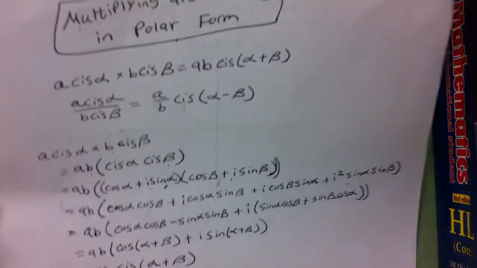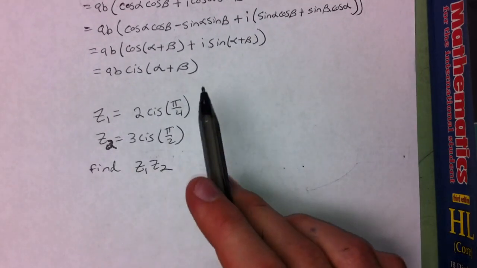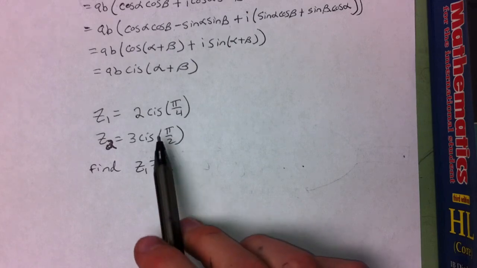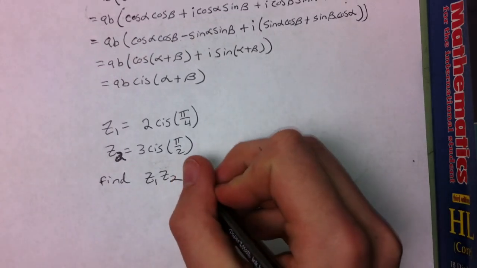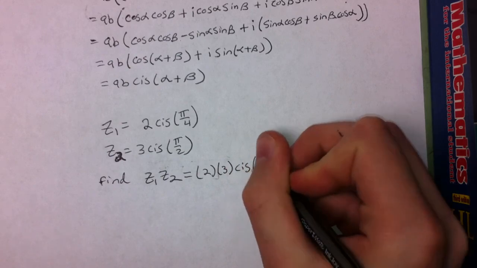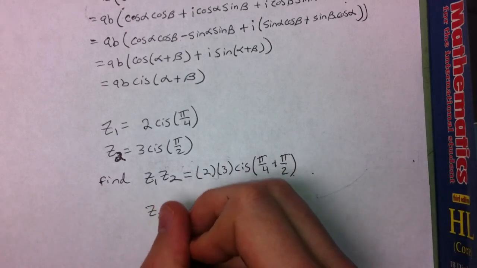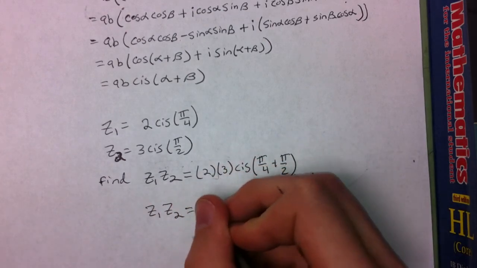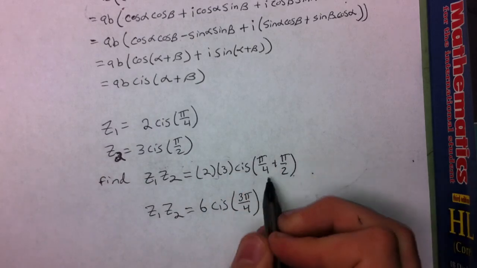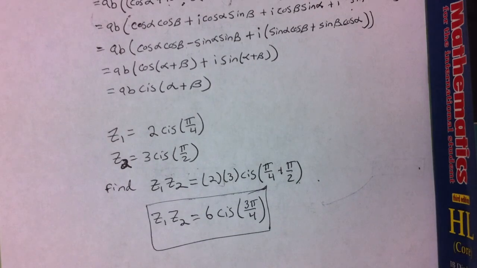So to put that into practice, we have two complex numbers, z sub 1 and z sub 2, and we want to find z sub 1 times z sub 2. So all we have to do is multiply the moduluses together, and then inside the cis we add the arguments, and this tells us that z sub 1 z sub 2 is equal to 6 cis of 3 pi over 4. And that is how you multiply and divide complex numbers in polar form.